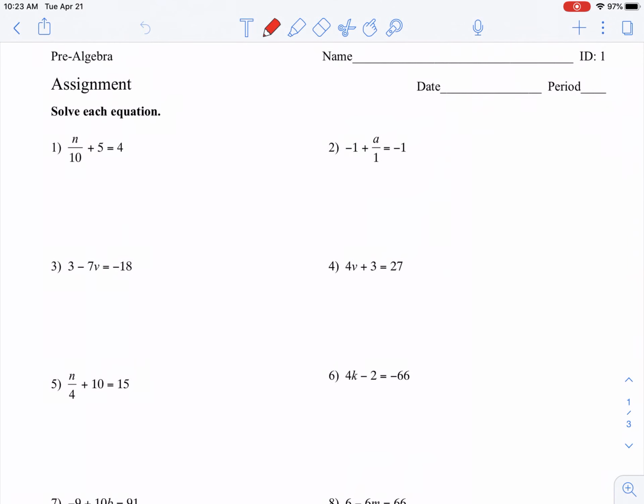Hello and welcome to this week's e-learning assignments. This week we'll be taking a look at two-step equations, and this is a review topic.